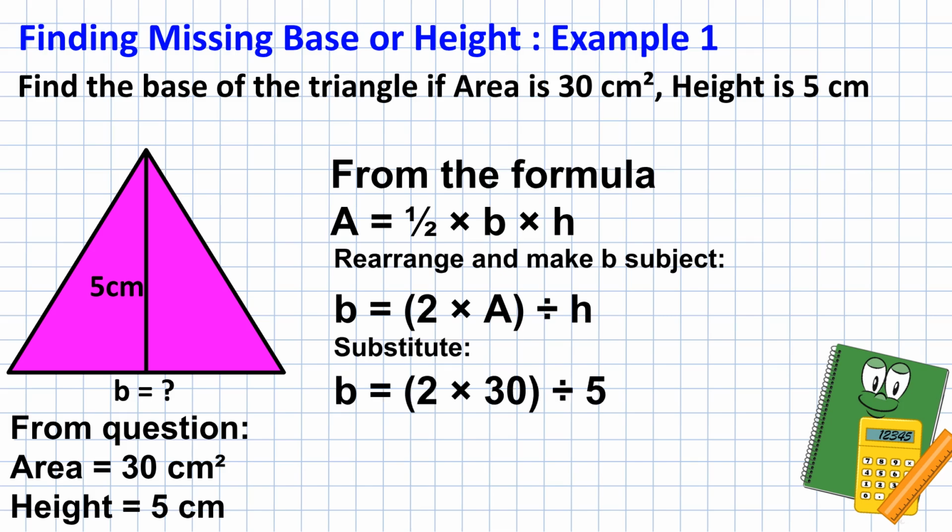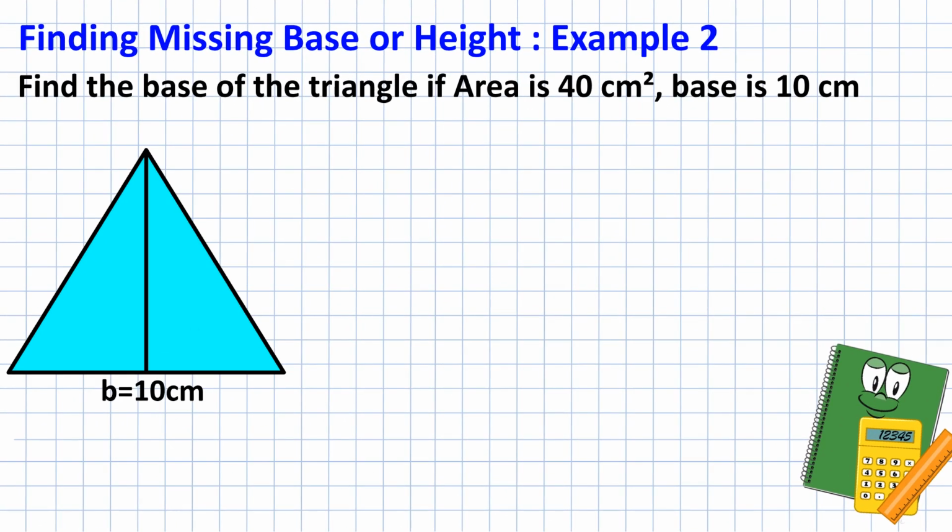Now we substitute our known values. B equals 2 times 30 divided by 5. This simplifies to B equals 60 divided by 5. Finally, 60 divided by 5 equals 12. So the base of the triangle is 12 centimeters.